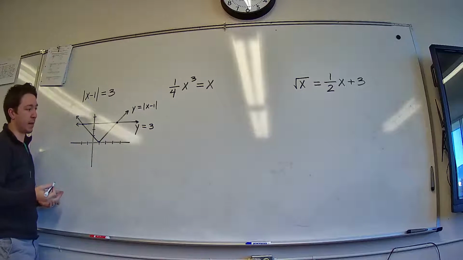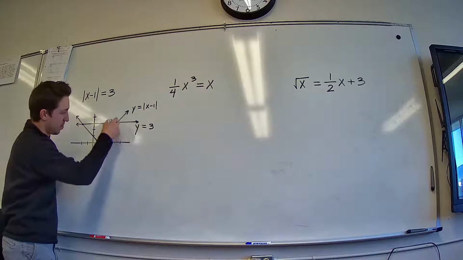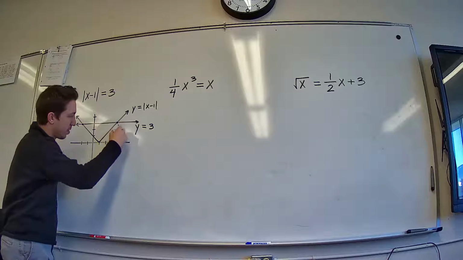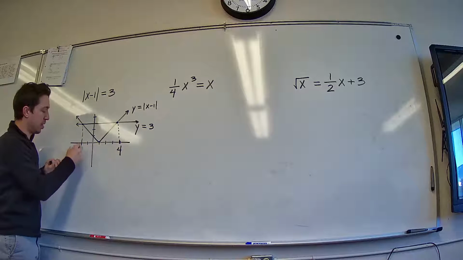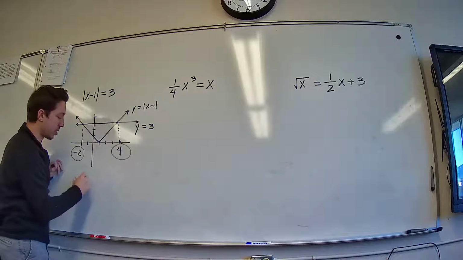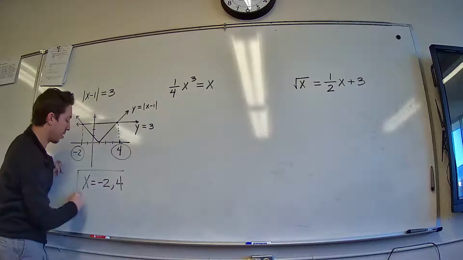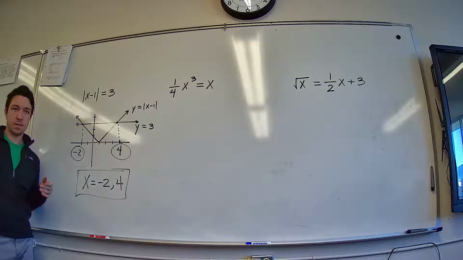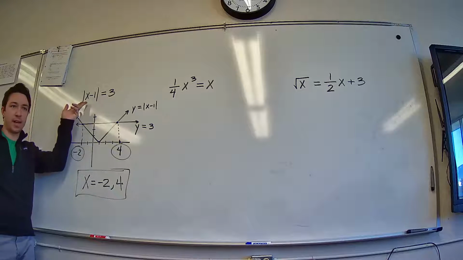And there you go. By the way, in this case, the answer might have been obvious. My drawing's not super nice here, but they cross at 4 and they cross at -2. So my answer is x equals -2 and x equals 4. And I'm sure many of you are like, okay, it feels kind of silly because I can just do that in my head, right?